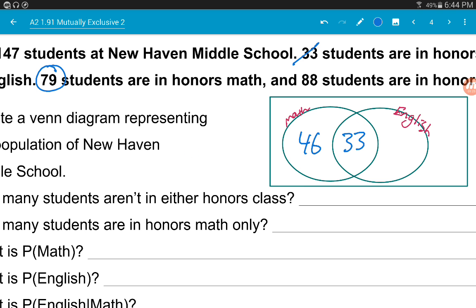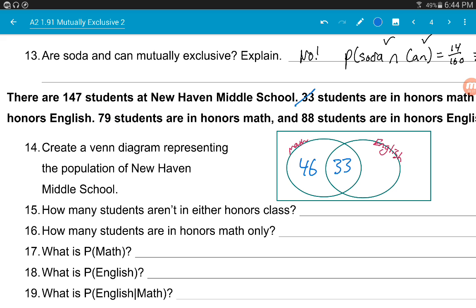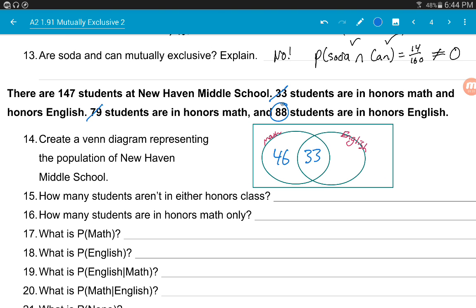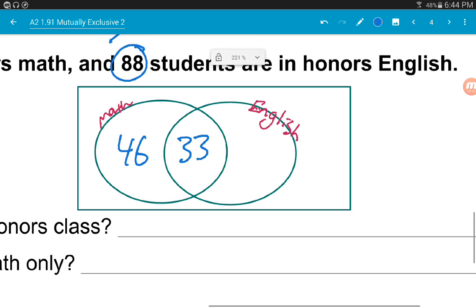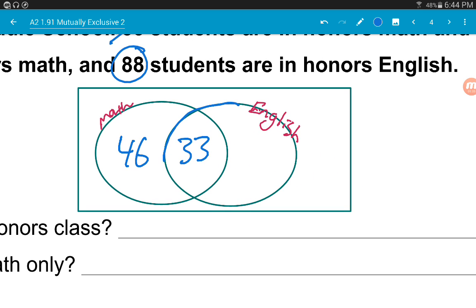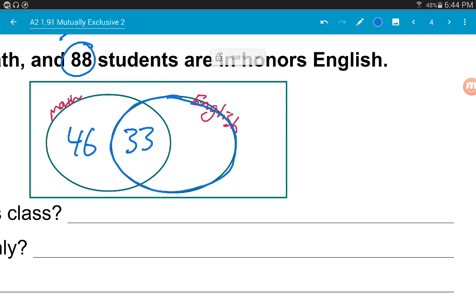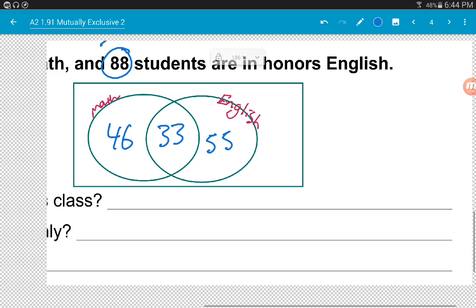Okay. Now, we've used that number too. There are 88 students that are in Honors English, 88 of them. So that means that this circle here, representing Honors English, should contain 88 students. Right now it already has 33 students in it. So 88 minus 33 is 55. Okay, so now we've got that filled in.